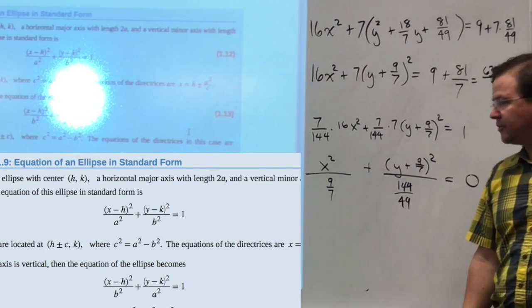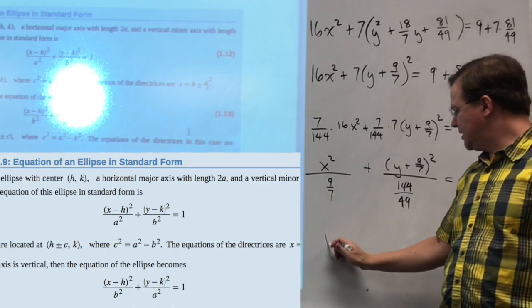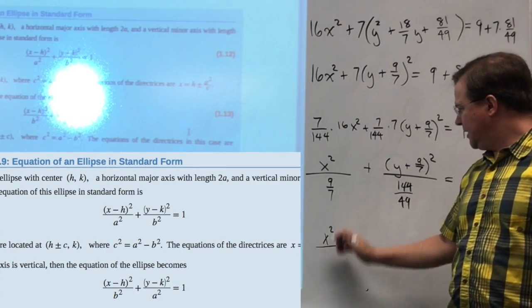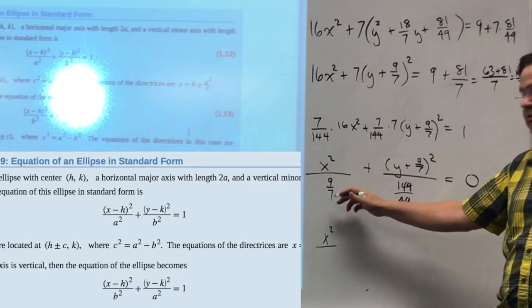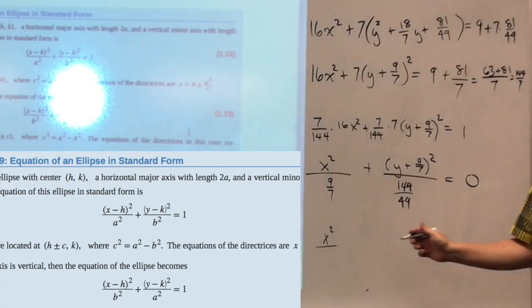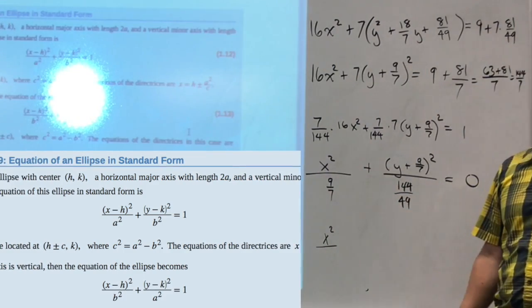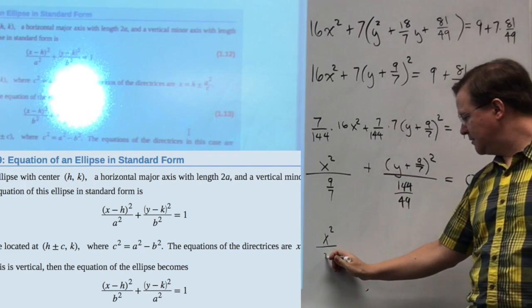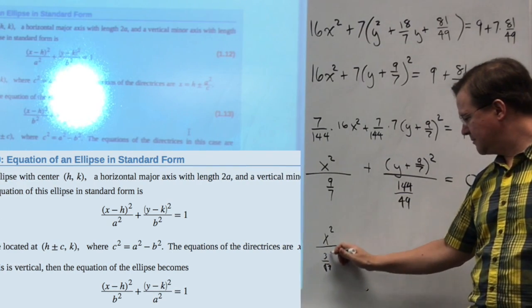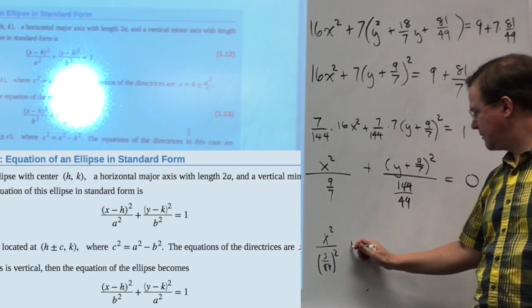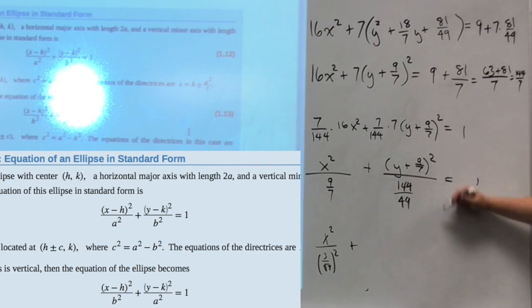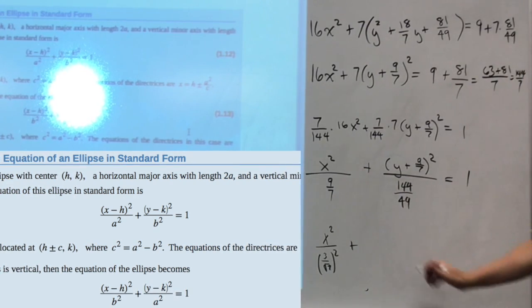Or 144 over 49. But the nice thing about that is I can almost see what A and B are. A is the thing that you would square to get 9/7, in other words, 3 over square root 7. That's supposed to be a 1 on the right side of the equation though, right? Yeah, it is.